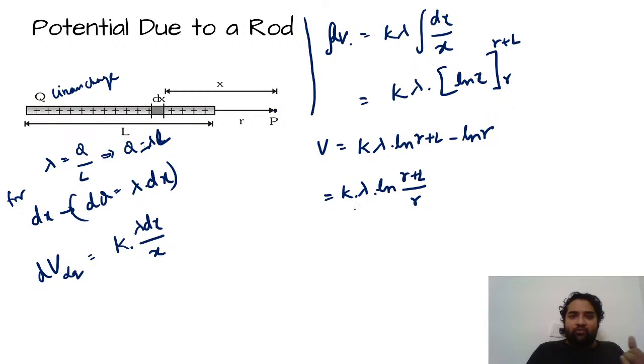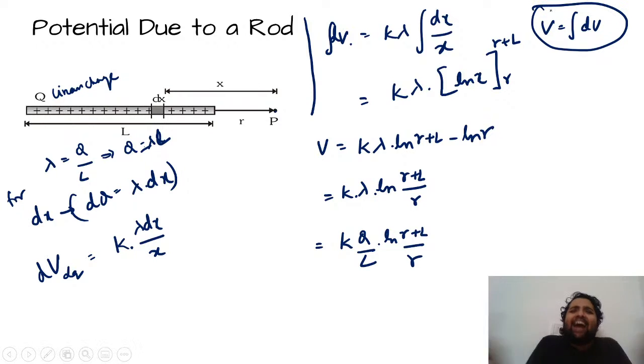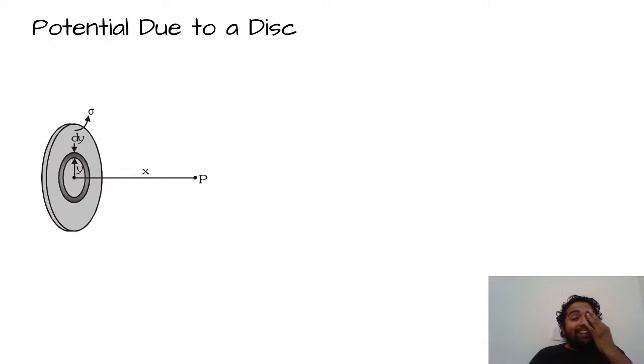Now we define it in terms of charge, not in terms of lambda. So what will we do? We'll just take k into q by l, you know lambda is q by l, into ln((r plus l) by r). So either one of these both you can remember and you can solve the whole thing. Or you can also simply remember it is integration of continuous bodies. For continuous bodies, the potential will be integration of dV. Because it's scalar, you just add the whole values. We just keep adding the whole thing. Done. Just integration of small potentials. That's it.